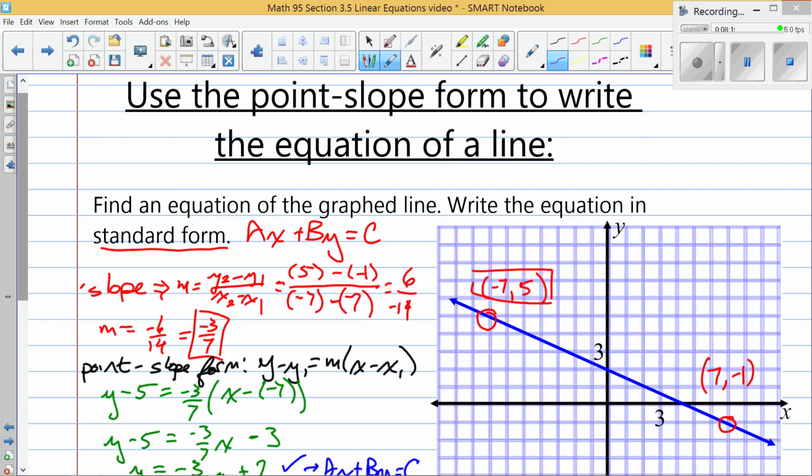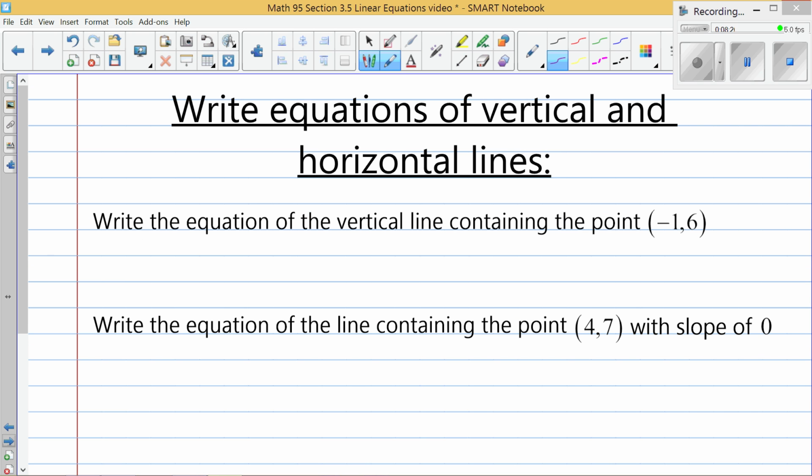All right, let's move on. I would like to write some equations of vertical and horizontal lines. So we need to remember what those equations look like. If I want to write the equation of a vertical line containing this specific point, I need to remember what the equation of a vertical line looks like. And we talked about this a couple sections ago.